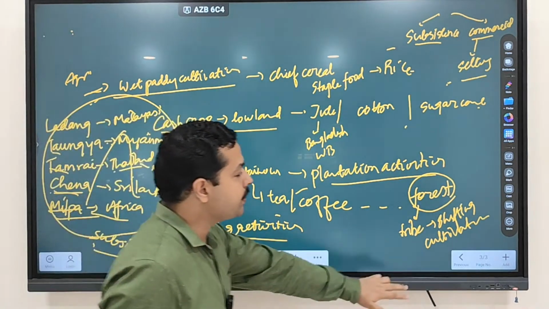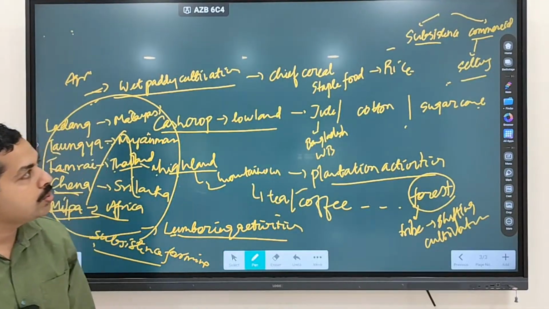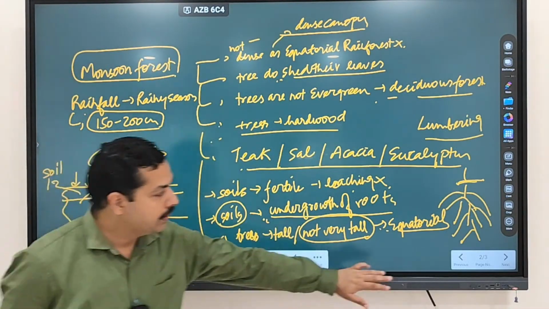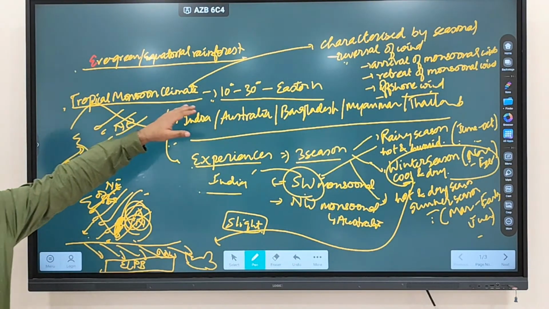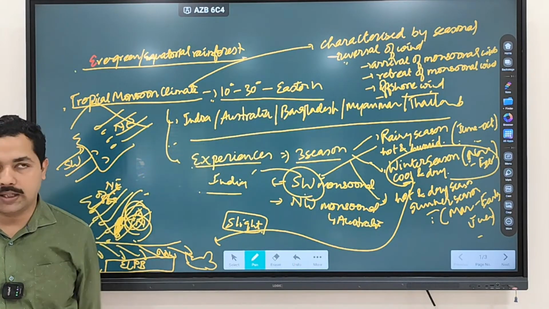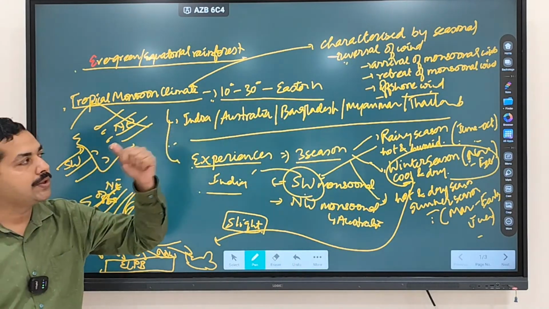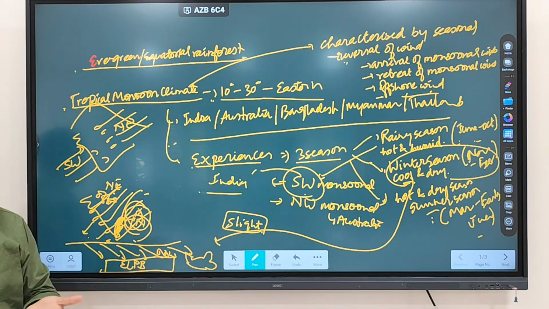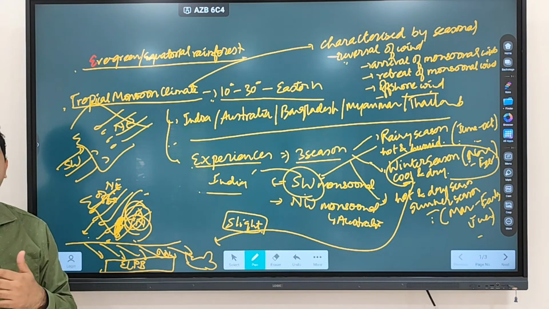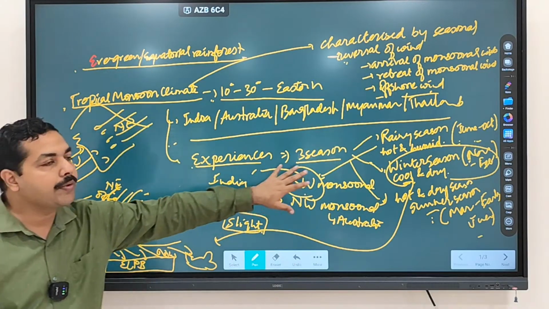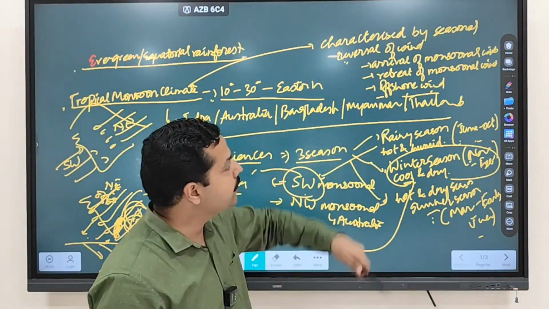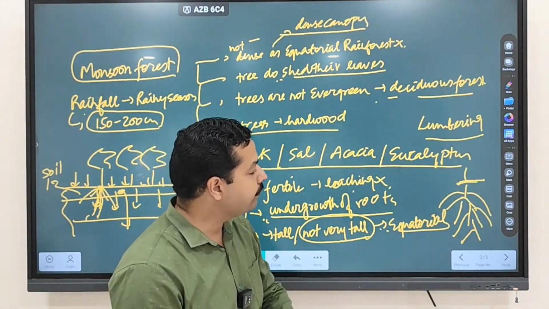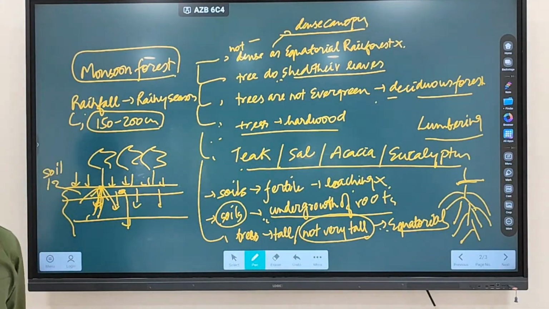What you have to keep in mind is that the tropical monsoon type of climatic condition is generally found on the eastern side, generally between which latitude? 10 to 30 degree latitude. These are the regions which experience tropical monsoon, and we discussed that some regions also experience tropical marine climate. These types of climate have how many seasons? 3 seasons, and they are characterized by which type of wind? Seasonal reversal of wind. Clear?